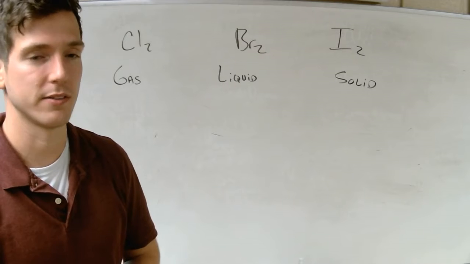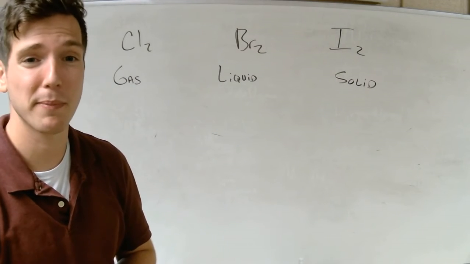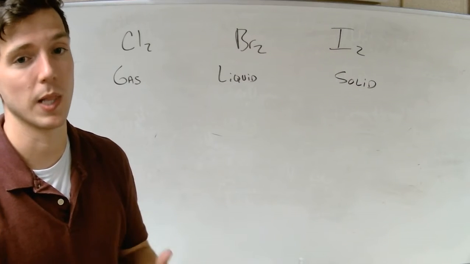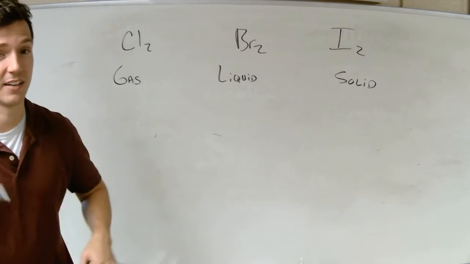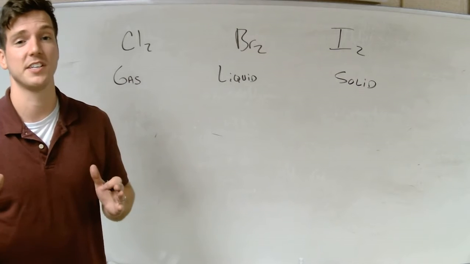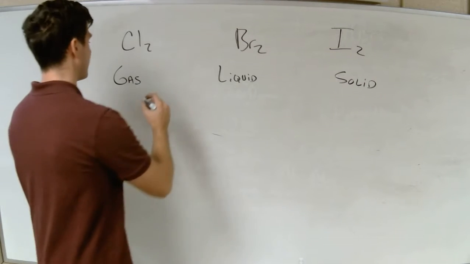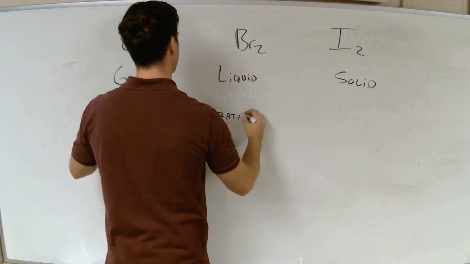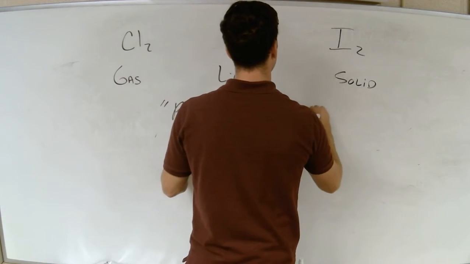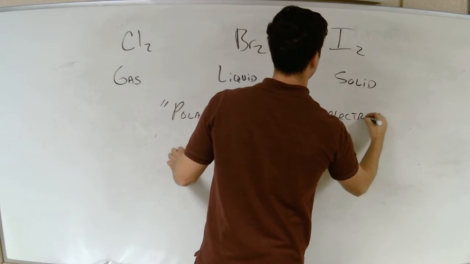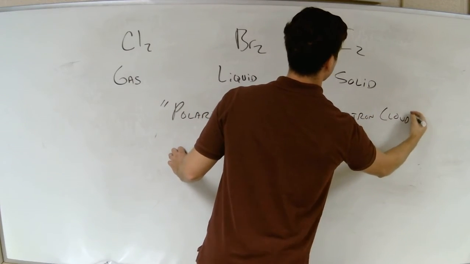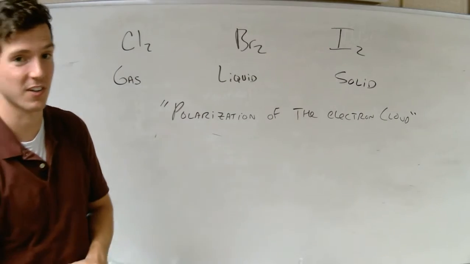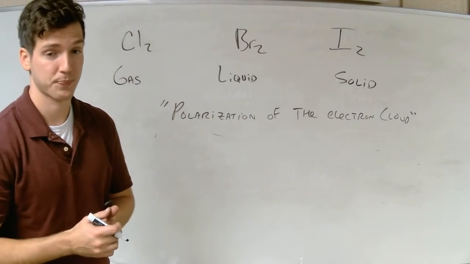The answer is, if you look at the periodic table, you might be able to figure it out. It's because they're getting a lot more electrons. It's called, and pay attention to this because they love to hear you say this on the AP exam, polarization of the electron cloud. You have to know that. You have to be able to say polarization of the electron cloud. So, what is that?